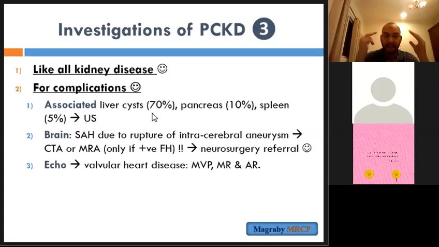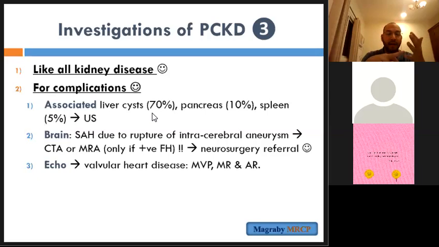Second complication is the brain, because this patient is liable to have an intracerebral aneurysm, and this intracerebral aneurysm is liable to rupture, and it will develop subarachnoid hemorrhage. Okay, we need to screen for this by CT cerebral angiography, or by MRI angiography, MRA I mean.